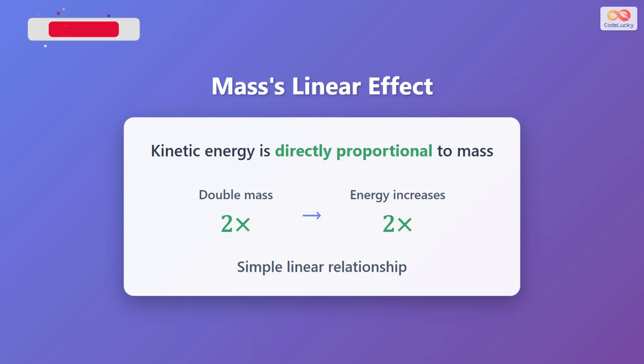Unlike velocity, mass has a linear effect on kinetic energy. Kinetic energy is directly proportional to mass. This means if you double the mass of an object while keeping its velocity constant, the kinetic energy doubles as well. The relationship is simple and straightforward. A truck with twice the mass of a car, moving at the same speed, will have exactly twice the kinetic energy. This linear relationship makes mass a predictable factor in calculating kinetic energy.